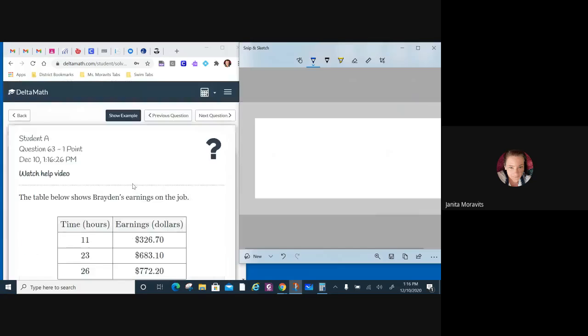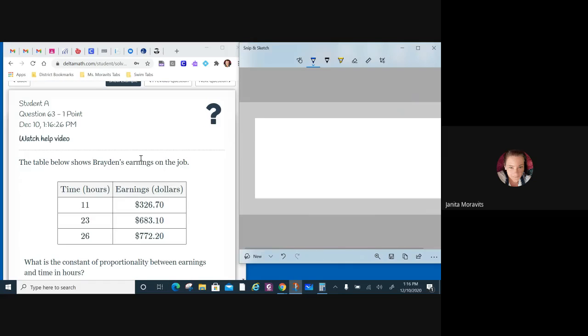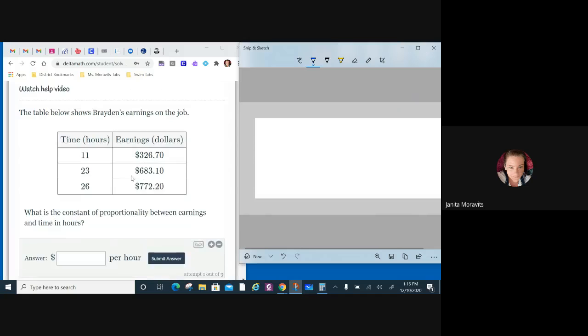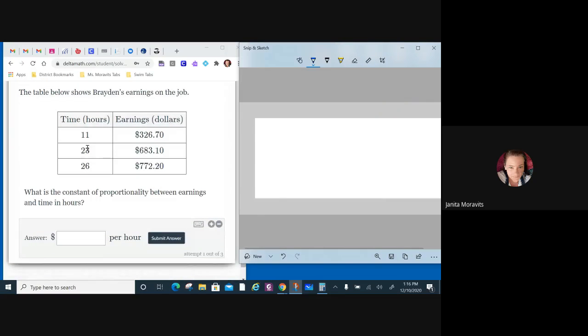All right. This table shows Braden's earnings on the job. When he worked 11 hours, he made $326.70. Whenever he worked 23 hours, he made $683.10. And when he worked 26 hours, he made $772.20. Now, they pay him the same amount per hour no matter how many hours he works. So they want to know the constant of proportionality between earnings and time in hours.